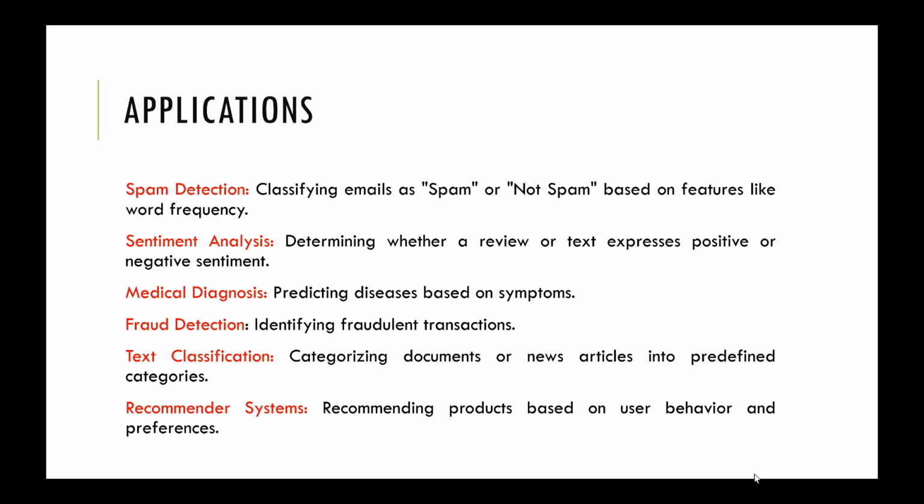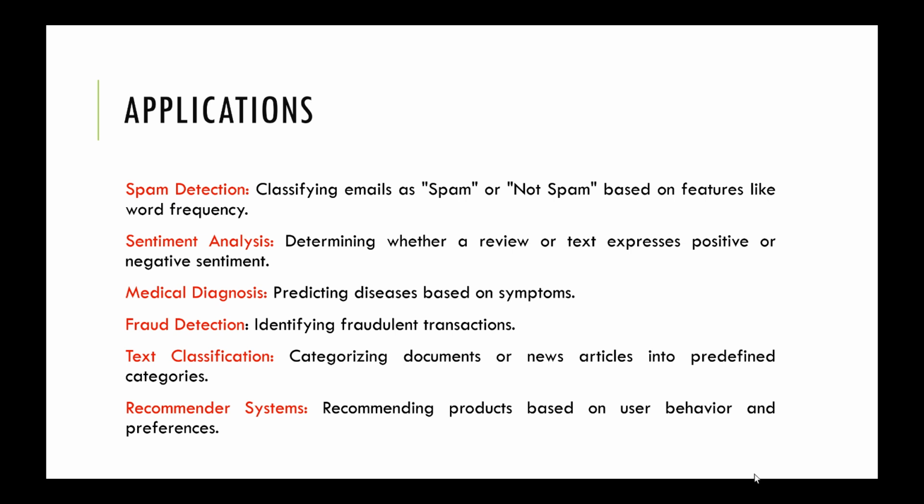Text classification. We categorize documents or news articles into predefined categories. For example, all the political related documents will be categorized together. The same way with articles.